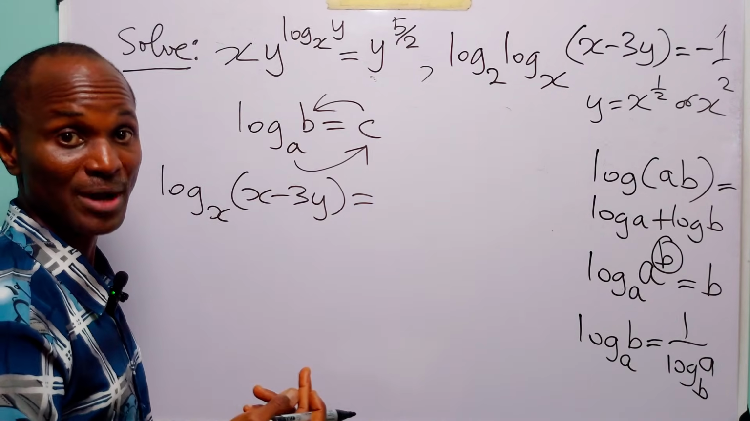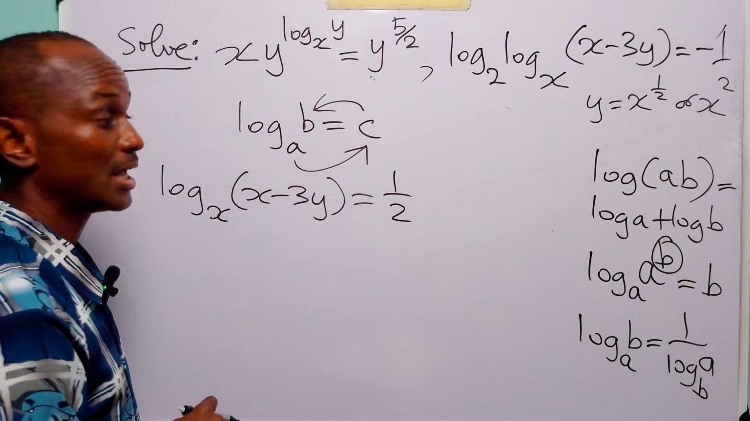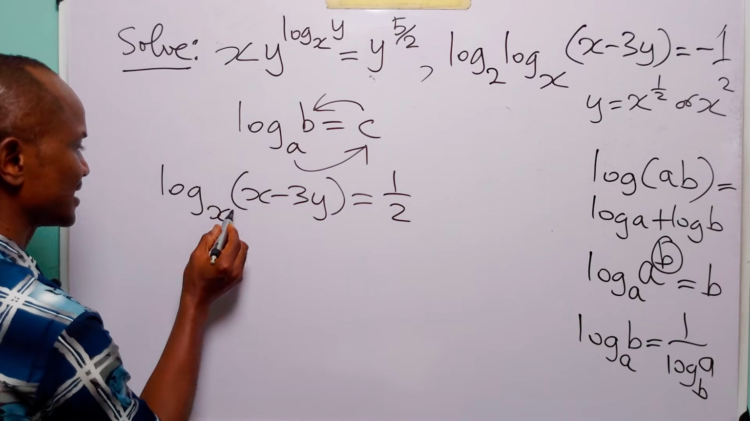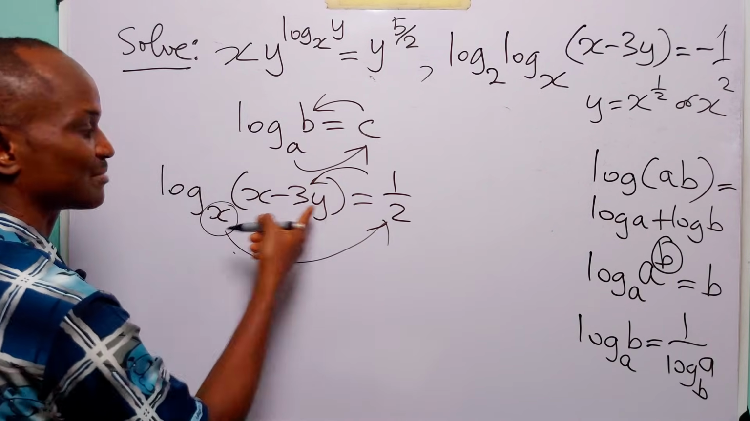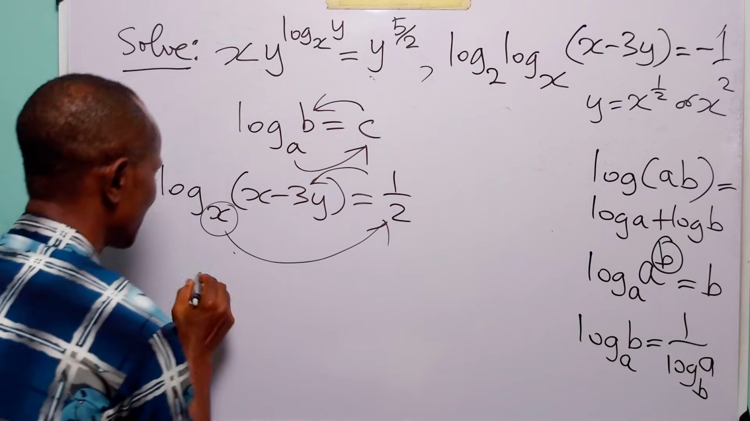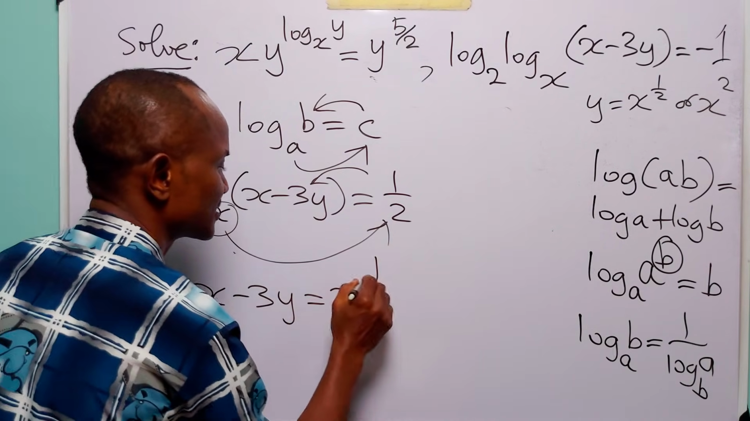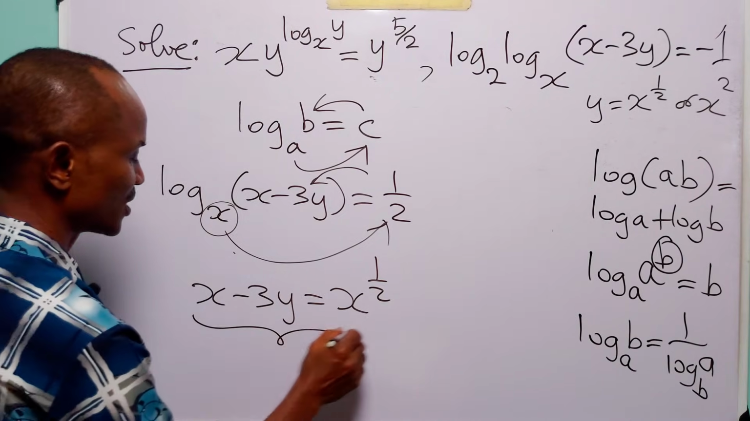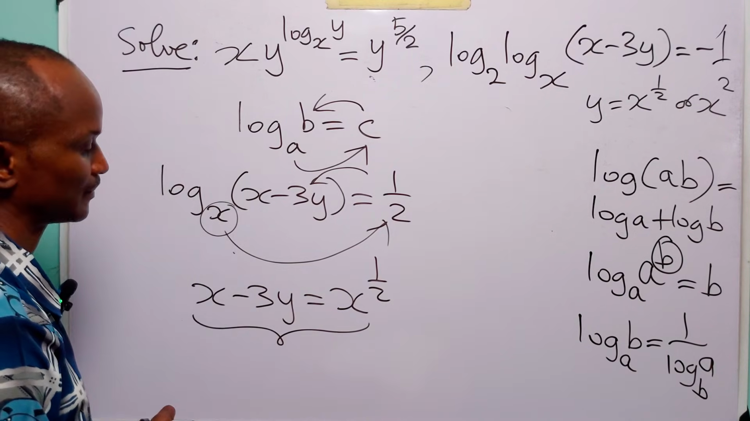And of course, 2 to the power minus 1 is equal to half. Now we can do exactly the same thing once more, because from here you can see that x to the power half is equal to x minus 3y. So we have that x minus 3y is equal to x to the power half. So this is the equation we get from the logarithmic equation.